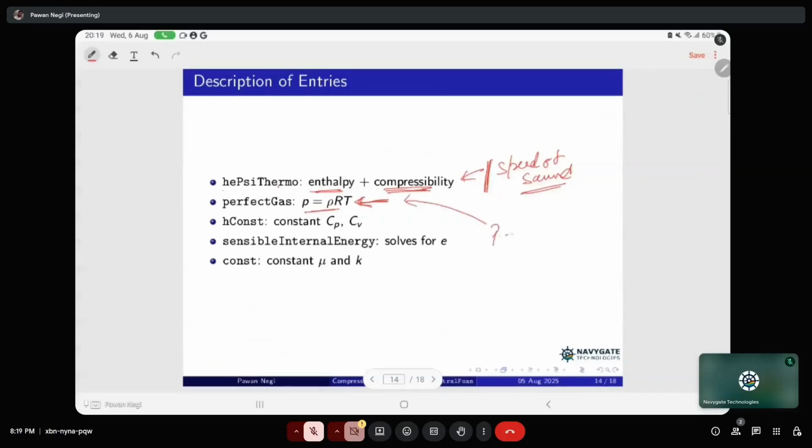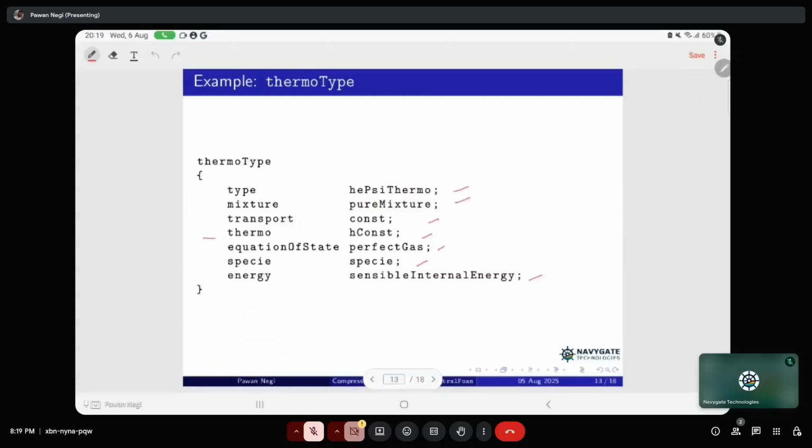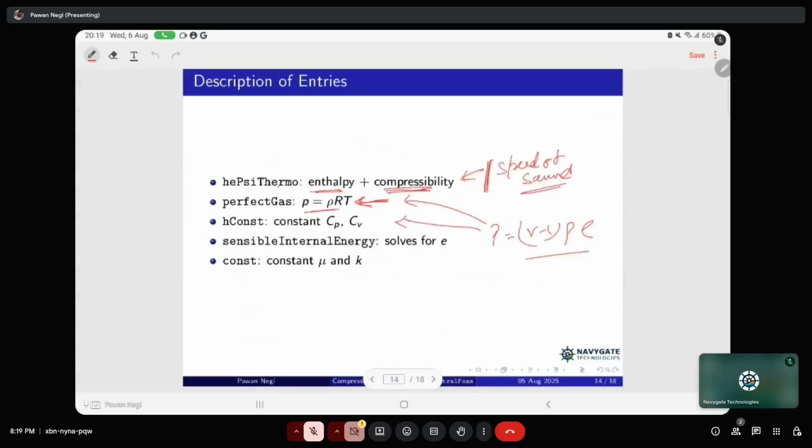From this you can also derive this particular equation, depending upon how this thermo is defined. Thermo is hConst, that means the energy can be Cv times T, and the enthalpy is Cp times T. If these two are constant, then from this particular relation you can get the energy which will be used in the equation of state. And then this sensible internal energy, the small e, is the variable for which the solver, rhoCentralFoam, is going to solve for e.